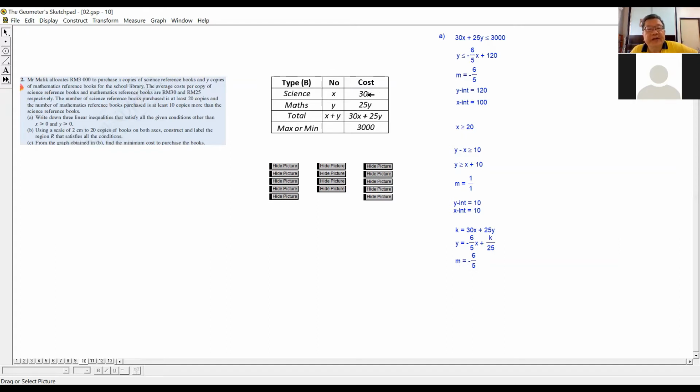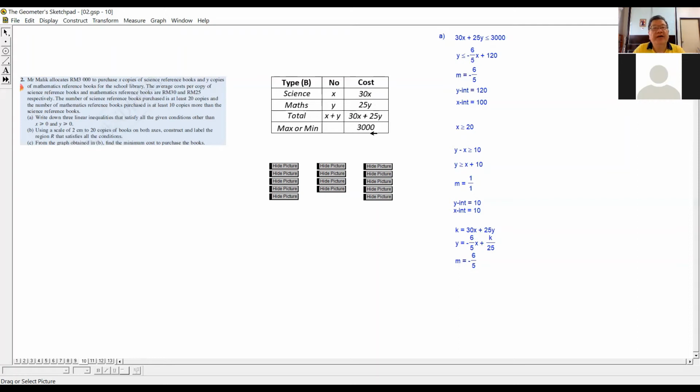The cost for science book is 30 ringgit. 30 ringgit is for one copy only, right? So if we have X copies, it will be 30X. The total cost is 30X. Then for mathematics book, each copy is 25 ringgit. So we have Y copies, so we have to use 25 multiplied with Y. So this is the total cost for the maths reference book. Now the total of all the reference book will be 30x plus 25y.